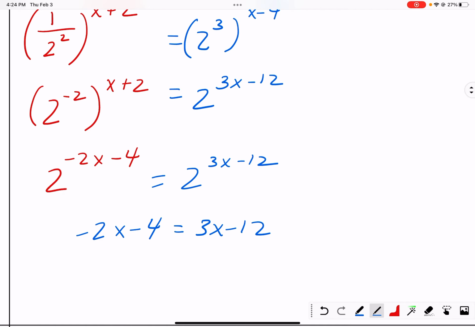So we'll just add 2x to both sides. So we get 5x over here. Add 12. What are you going to get? 8. So x equals 8 over 5.